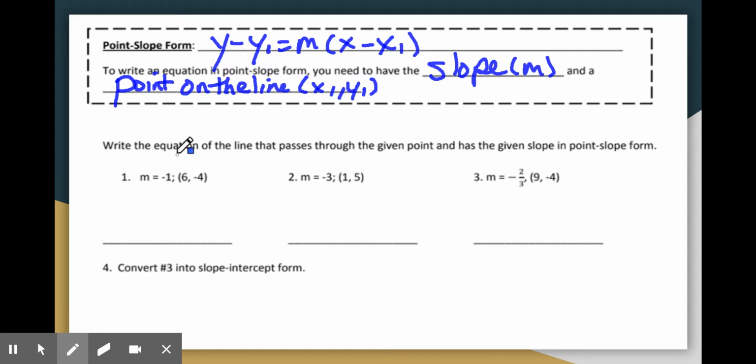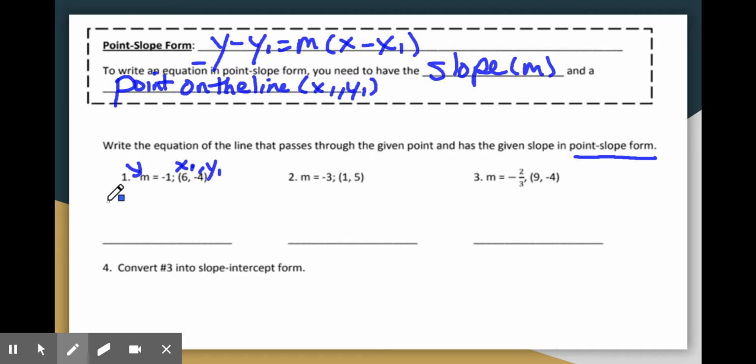For number one, it wants us to write the equation of a line that passes through the point and has the given slope in point slope form. That's important. You have to recognize what form I want you to write the line in. Right now it's point slope form. So m is -1, and we have a point 6, -4. I'm going to put a little x1 on top of my 6, and a y1 on top of my -4. Now I'm just going to plug these numbers into my formula up here on the top.